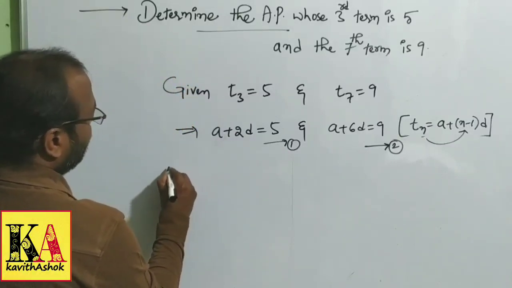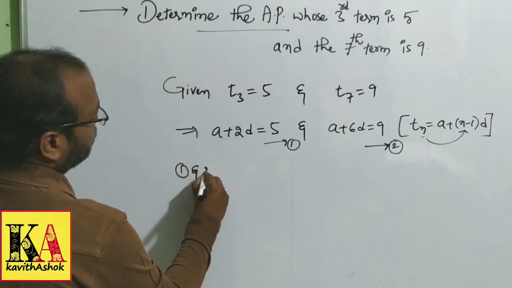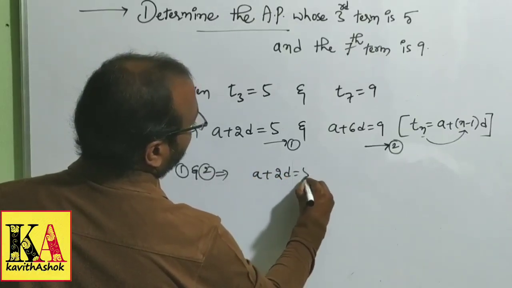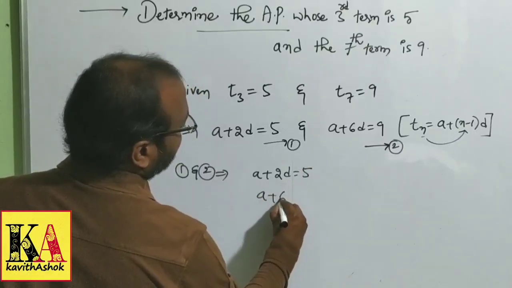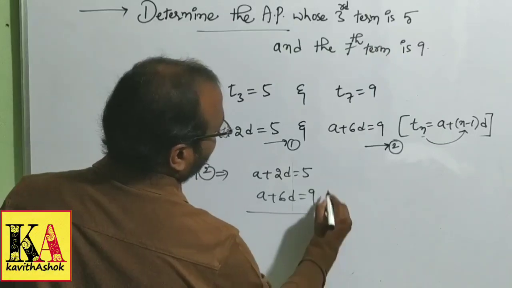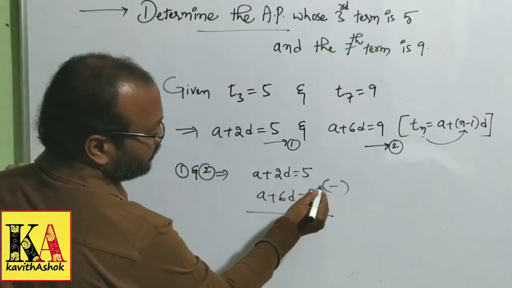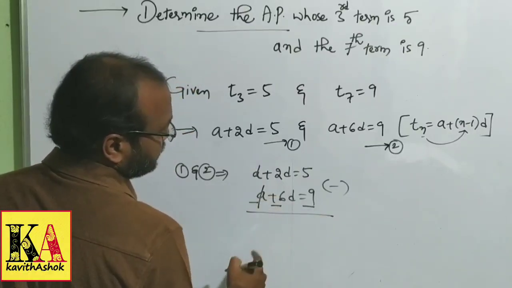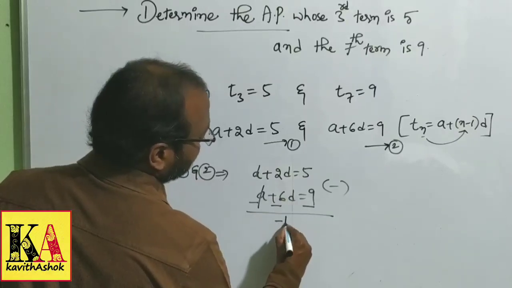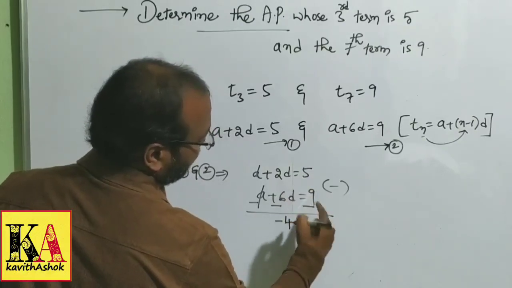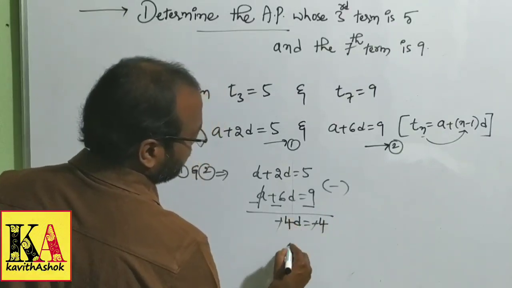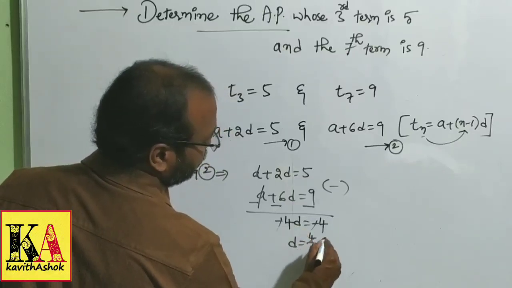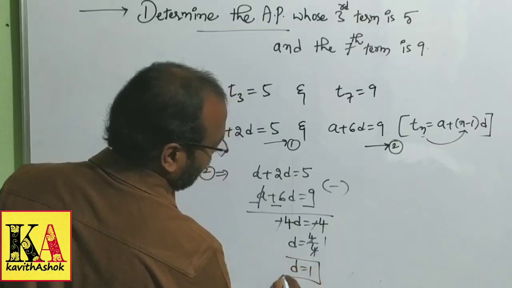So now 1 and 2 implies A plus 2D is equal to 5 and A plus 6D is equal to 9. We will use the subtraction. Why? Because A is in both. Whenever we are using the subtraction, the sign will change. A gets cancelled. 2D minus 6D is minus 4D. 5 minus 9 is minus 4. Minus minus get cancelled. D is equal to 4 by 4. So finally D is equal to 1. We got one of the parameters.